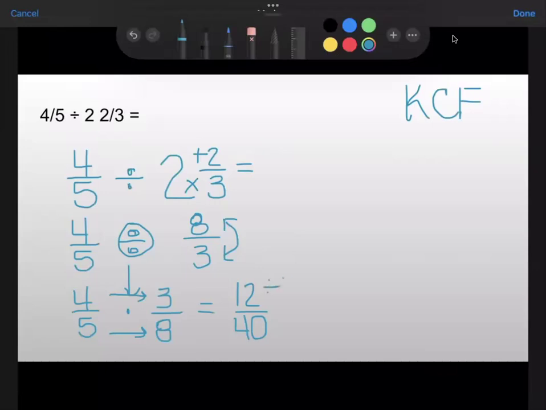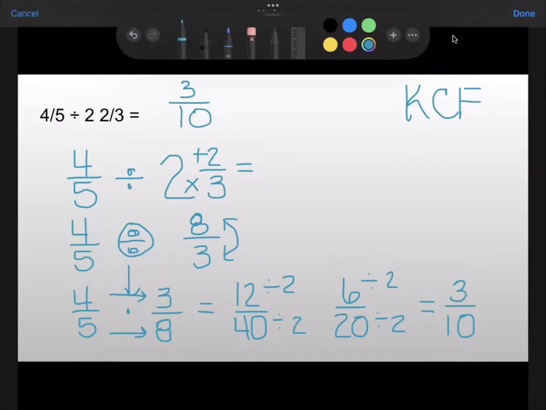If I divide this by 2 and this by 2, 12 divided by 2 is 6, and 40 divided by 2 is 20. And again, I'm left with some even numbers, so I know I can divide it by 2 again. I'm going to divide this by 2 and this by 2. 6 divided by 2 is 3, and 20 divided by 2 is 10. So after the simplifying, we have a proper fraction. So we don't need to do anything where we're changing it into a mixed number. So the final answer to this would be 3 over 10.